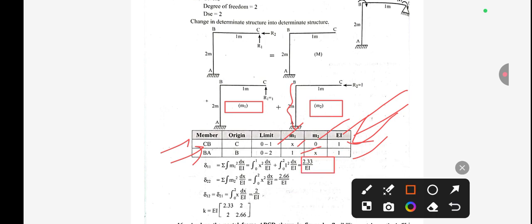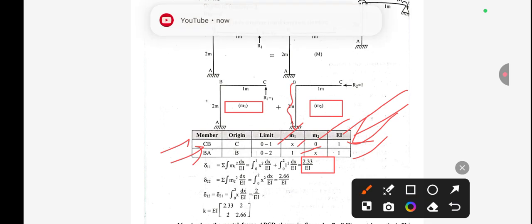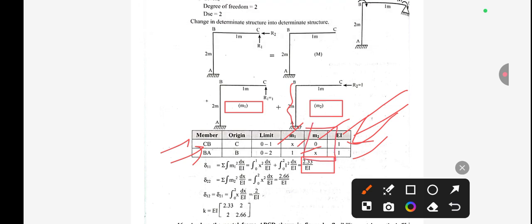Similarly for delta 22 we have M2. We take these two values of M2, that is 0 and x. For 0 we don't need to take anything because it will be 0, and for x the limit is 0 to 2. The integration of x square dx by EI gives the value 2.66. Similarly, delta 12 equals delta 21, and its value will be integration of x into dx by EI, so this value will be 2 by EI.